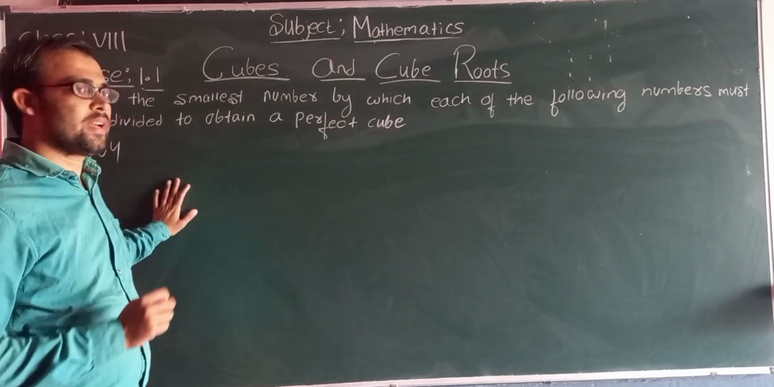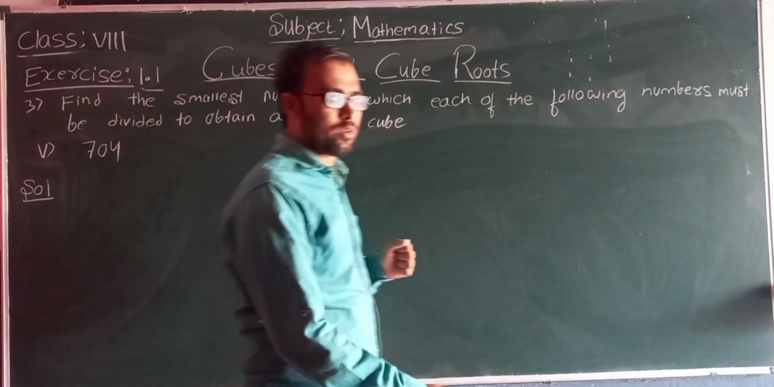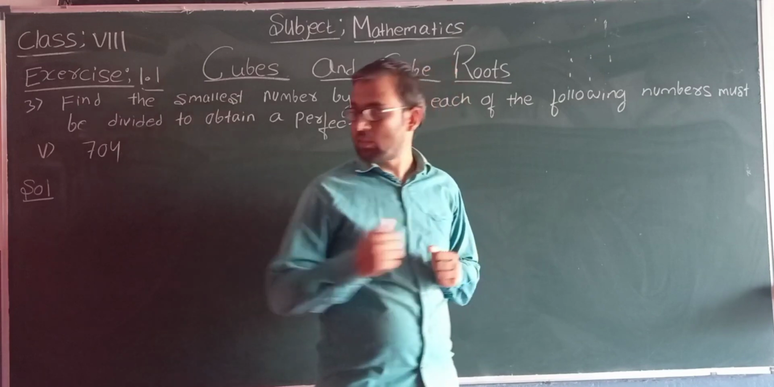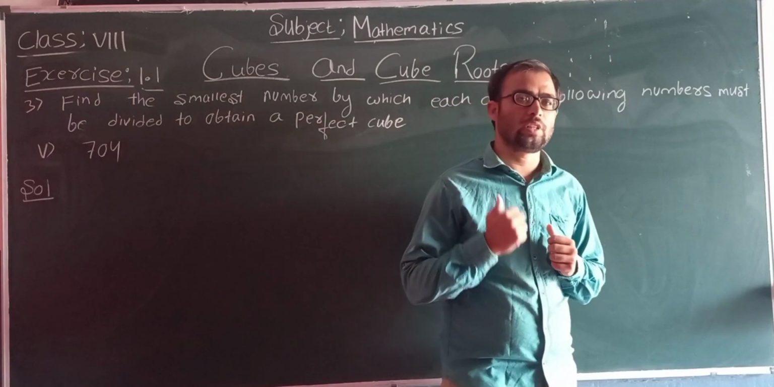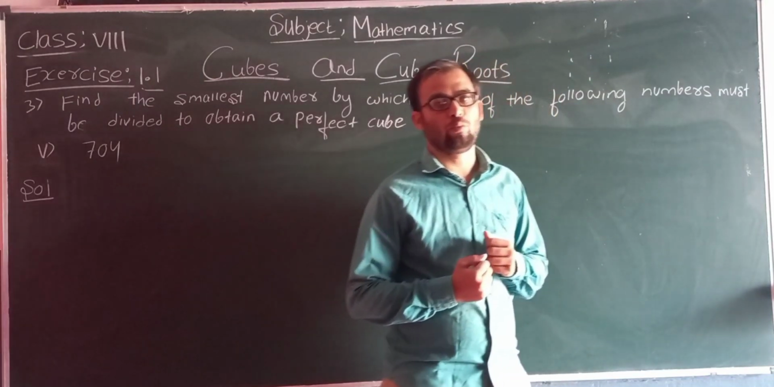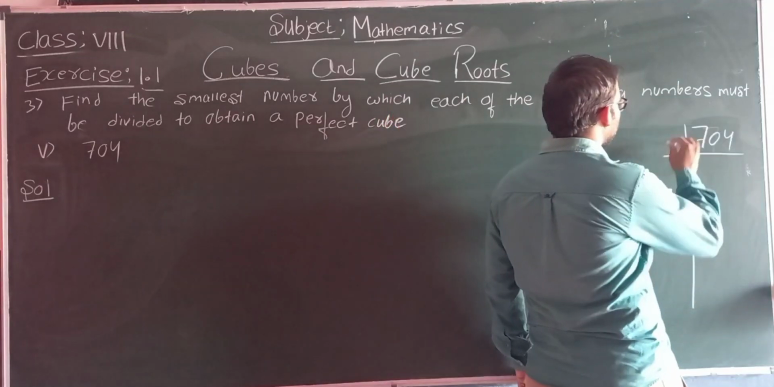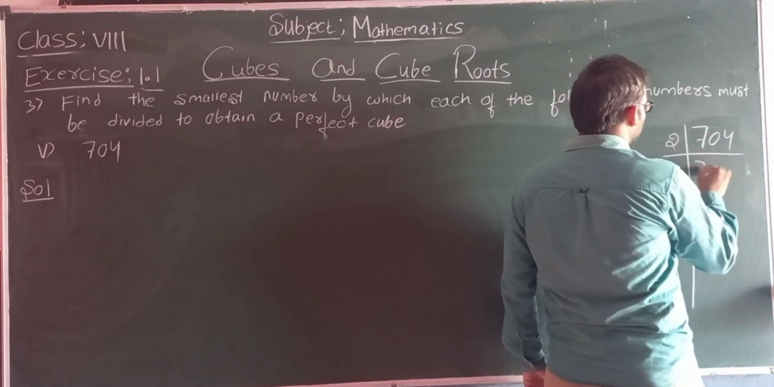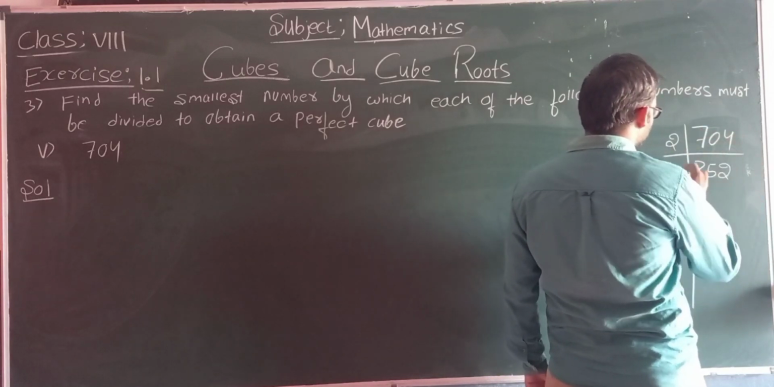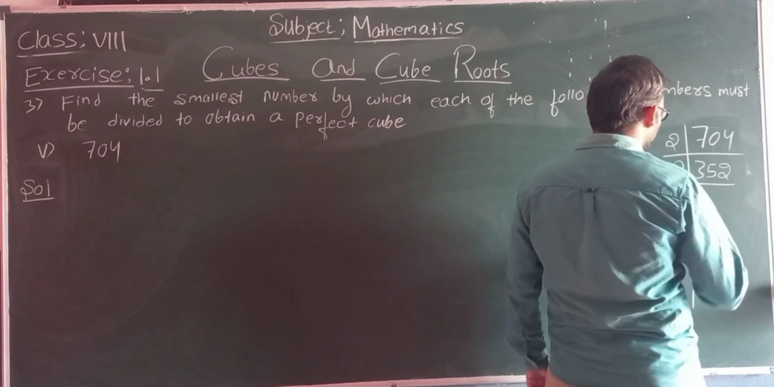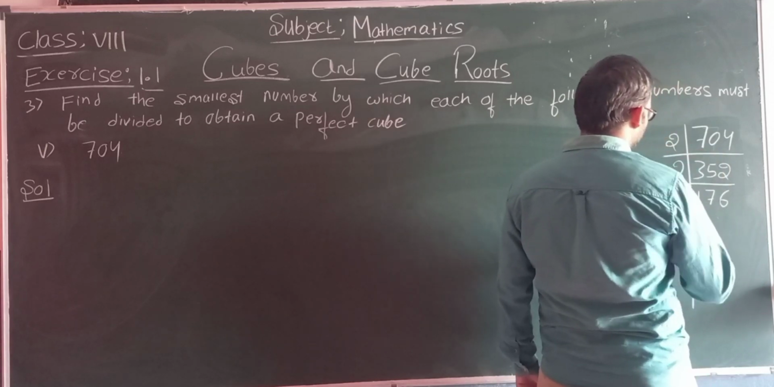The fourth one you can solve on your own. So here what is given? 704. This is not a perfect cube, but when we divide 704 by a number, it will become a perfect cube. In order to find that number, what we need to do? We need to factorize this one. Now students, it can be divided by 2. 2 3s are 6, 1 remains, it becomes 10, 2 5s are 10, 2 2s are 4. Again 2 1s are 2, 1 remains, 2 7s are 14, 2 6s are 12.